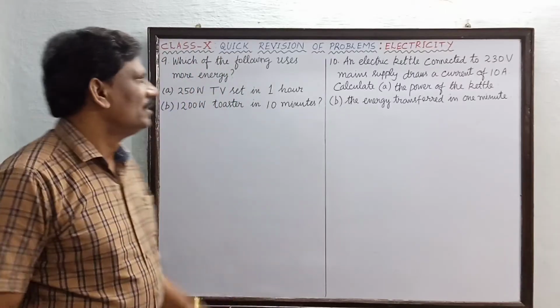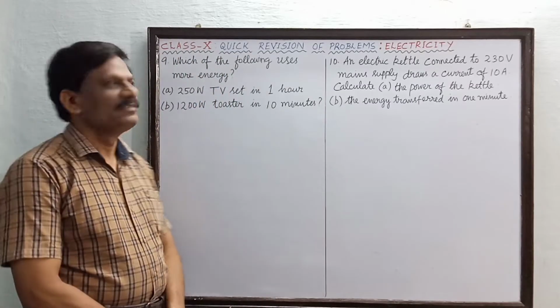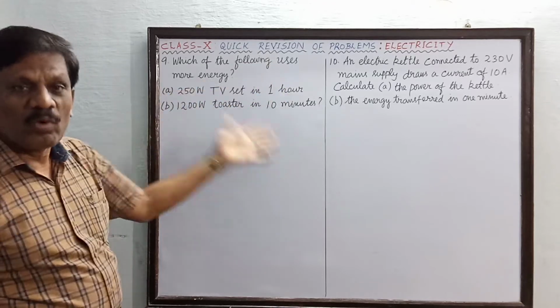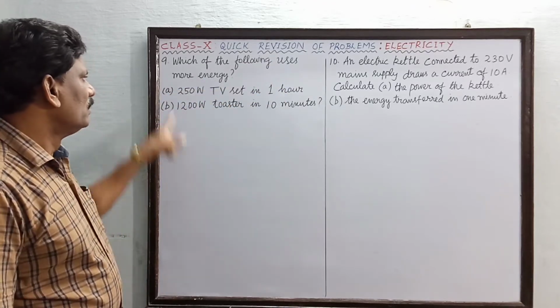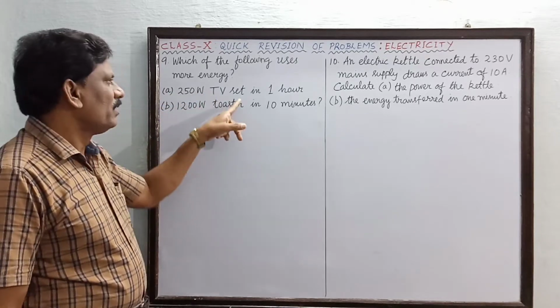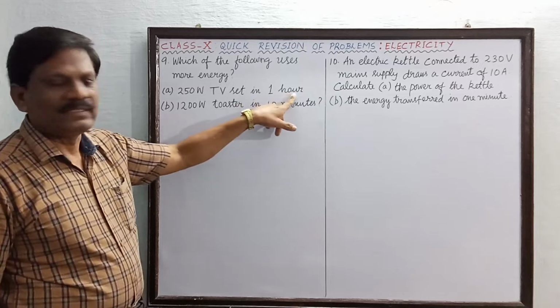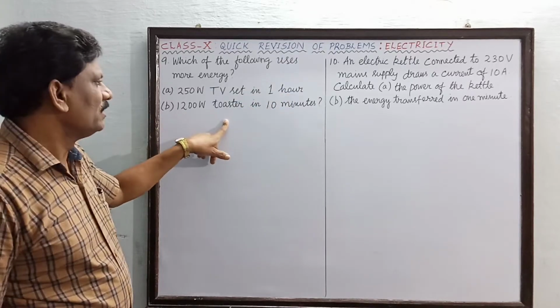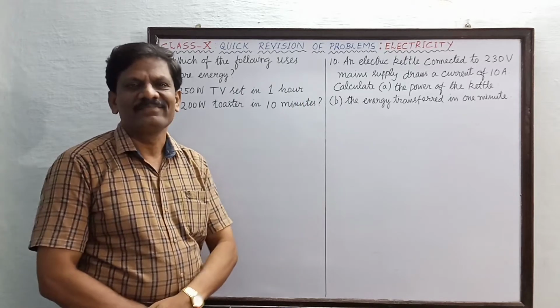Hi students, problem number 9. Which of the following uses more energy? First one is a 250 watt TV set in 1 hour. B is a 1200 watt toaster in 10 minutes.